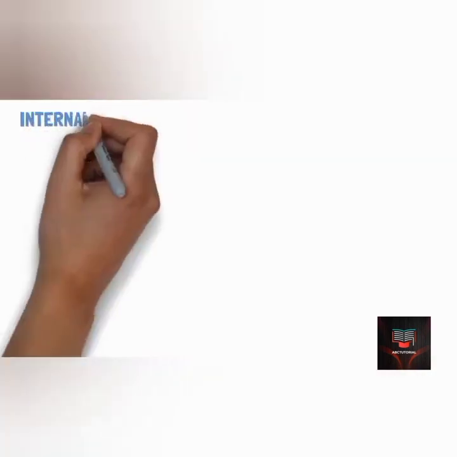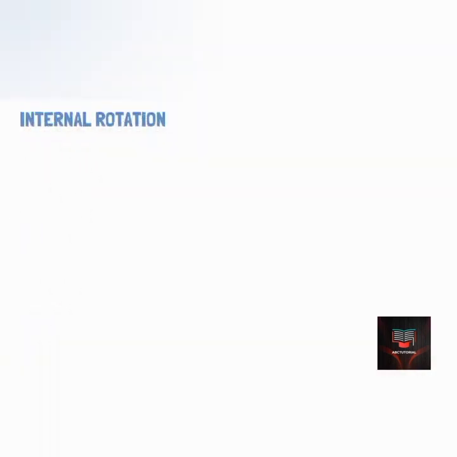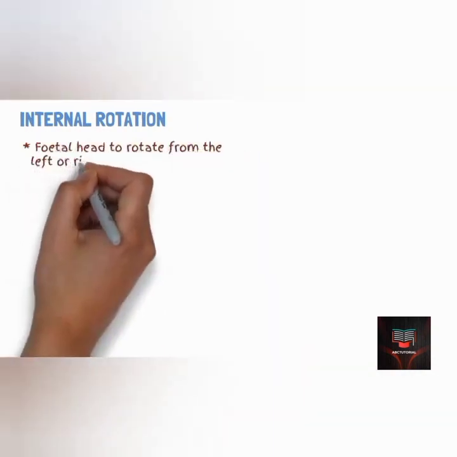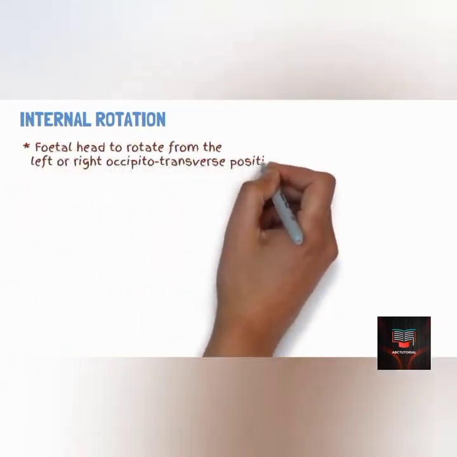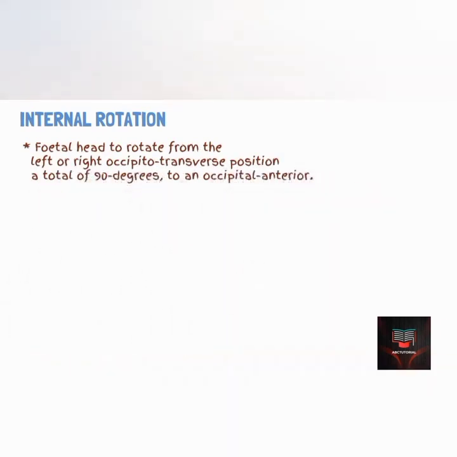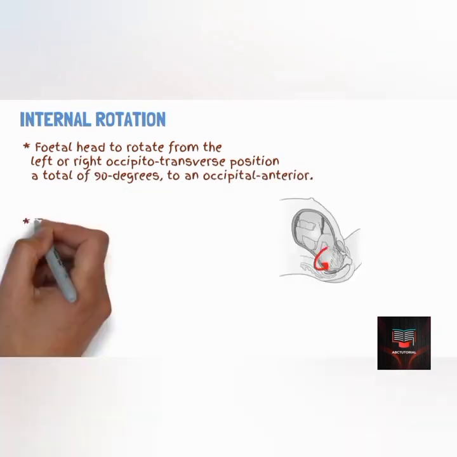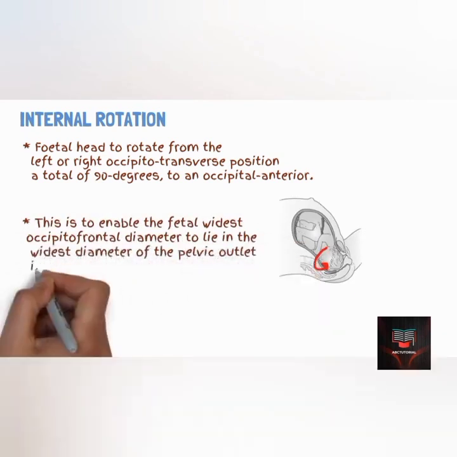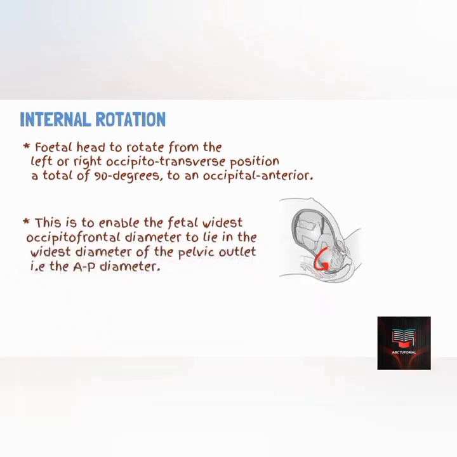The next step is internal rotation. This occurs as a result of rotation of the fetal head from the left or right occipitotransverse position to the occipito-anterior direction in which the occiput lies in front of the pubic symphysis. This is because the pelvic outlet is widest in the anterior-posterior diameter. Hence, the widest part of the fetal head, which is the anterior-posterior diameter, must also lie in line with this anterior-posterior part of the pelvic outlet.